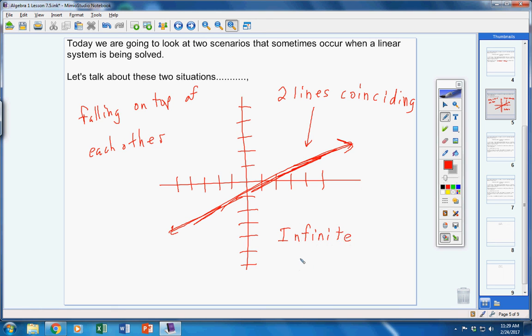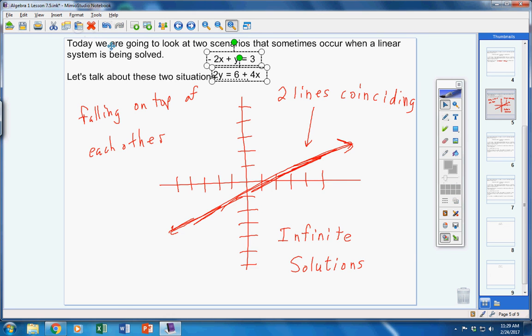Do you understand? When two lines fall on top of each other, there's no way that you only have one solution. I mean, my goodness, they're intersecting all over the place. They have infinite solutions. Okay? Now, Mr. Earhart, you're crazy. How can two equations give you the same line? Well, I'm glad you asked.